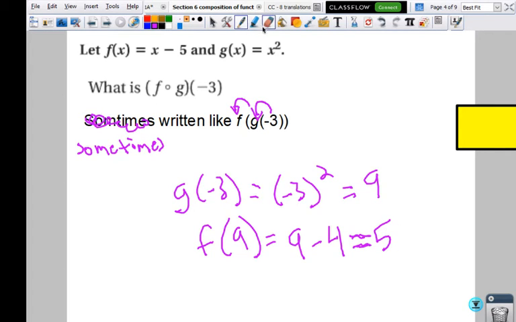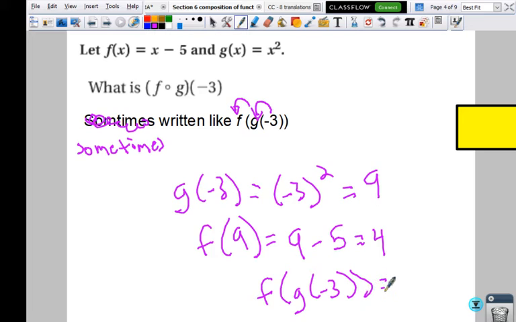Oh, sorry, I flipped it around. I was like, where did you get the 4? Well, I flipped it around. 9 minus 5 equals 4. I did it in my head, okay? So when I solved this, I did f of g of negative 3, and it equals 4.